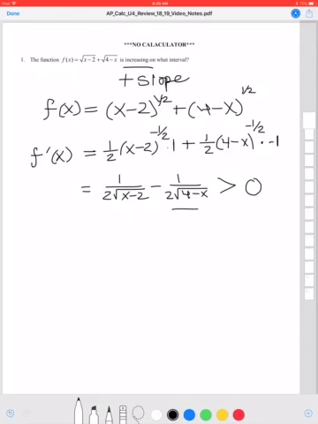Alright, so let's solve this inequality. I'm going to move this over to the other side. So I've got 1 over 2 square root of x minus 2 is greater than 1 over 2 square root of 4 minus x. So when will that be greater than that? Let's see. Let's multiply both sides by 2 to clear the denominator.